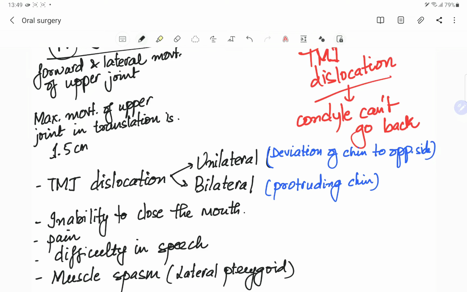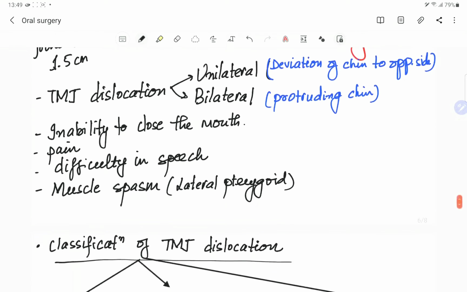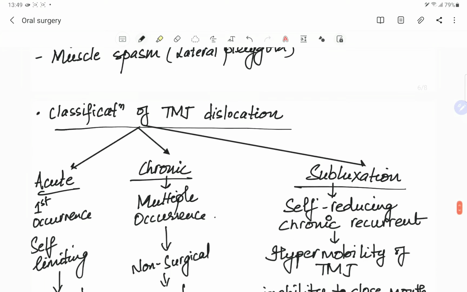Along with that, we have to restrict the movement of the person. How do we do it? By stabilizing, by immobilizing the mandible, giving chin straps and facelift bandages. We also ask the patient to do warm compressions, and also put the patient on muscle relaxants and analgesics. So that is the acute.